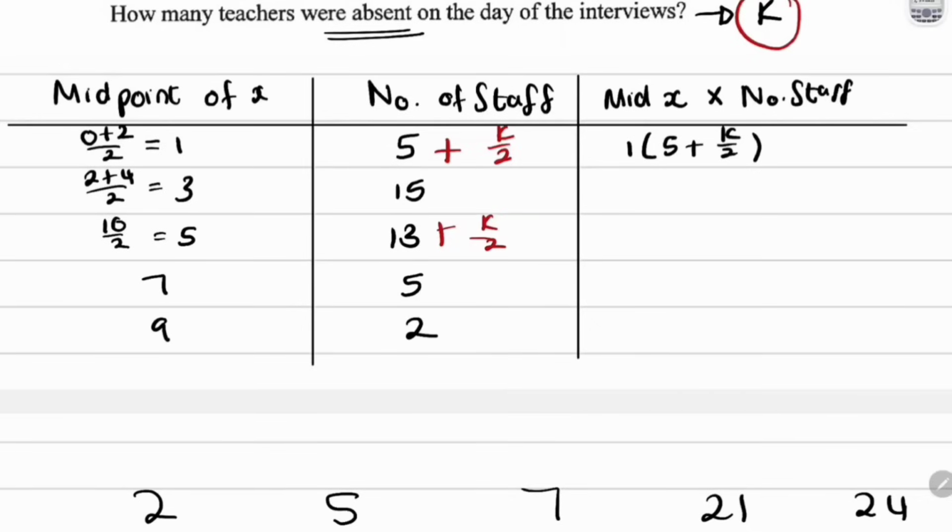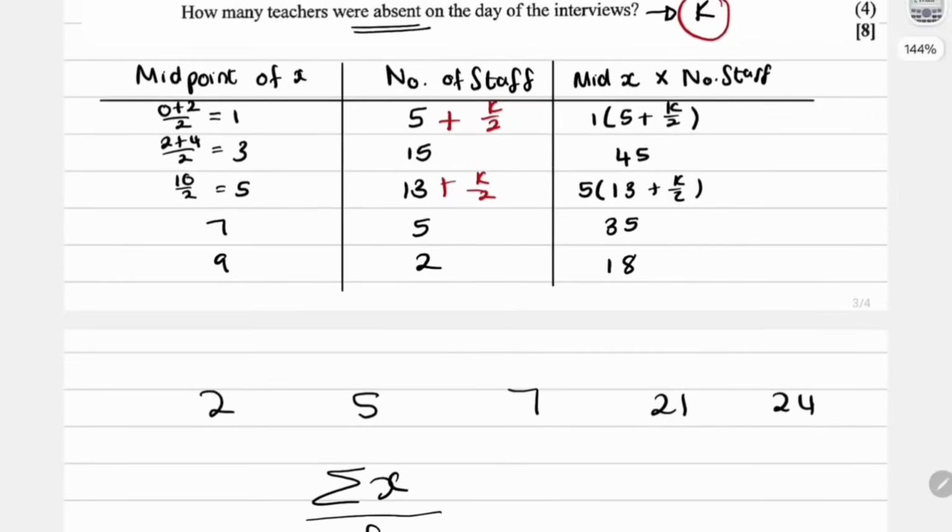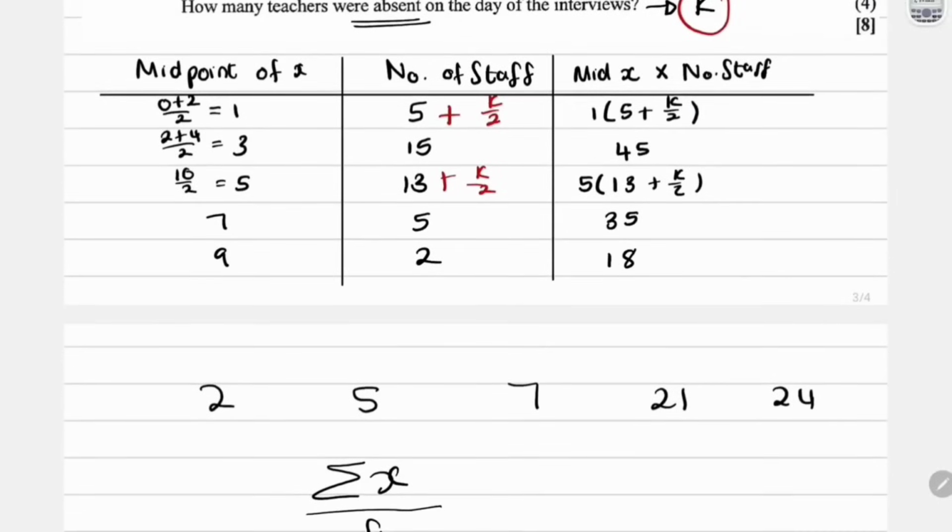Then to find here the total glasses of water that was drank here, we know that there was 3 glasses of water, but 15 teachers drank. So that is 3 times 15, which is 45. 45 glasses of water was drank in this category in total. And then over here again, midpoint times frequency. So 5 multiplied by, we have 2 terms here, so 13 plus k over 2. And then here 5 times 7, that is 35. And lastly, 9 times 2 gives you 18. Okay, so this is what we have now. And now we have all our total glasses of water.